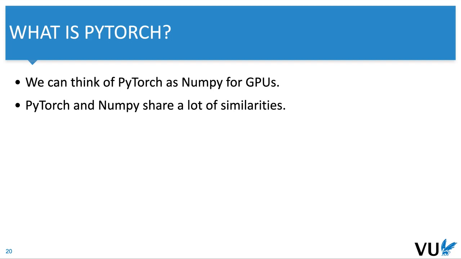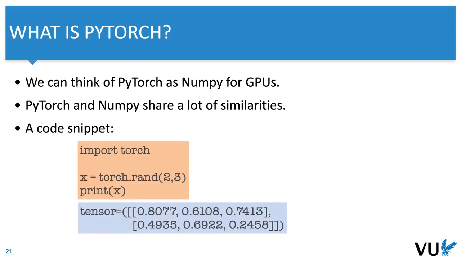PyTorch also provides, besides this extension to GPUs, AutoGrad, so AutoDiff. AutoGrad is a specific implementation of AutoDiff, for automatic calculation of gradients. But for us, in this course, it's also important not to be scared of PyTorch. Please really think about it as NumPy.